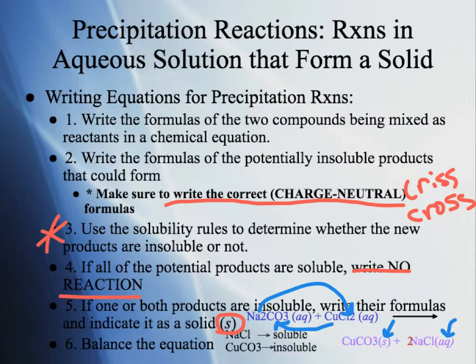Okay, and so we have one that stays dissolved in water, that's sodium chloride, and we have another substance that will actually hook up and find each other, and that is the copper carbonate, and so that's the S. So we will see a chemical reaction here. We will see cloudiness form, a precipitate form, because copper carbonate is not soluble.